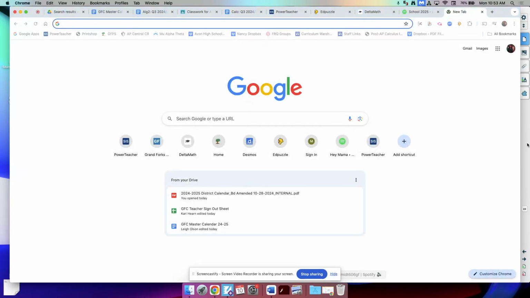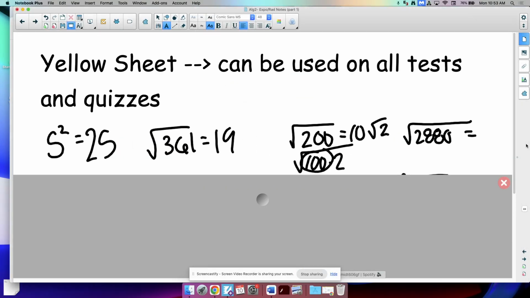Do this so I don't forget. So 2,880, not a perfect square. What's the biggest perfect square that goes into it?